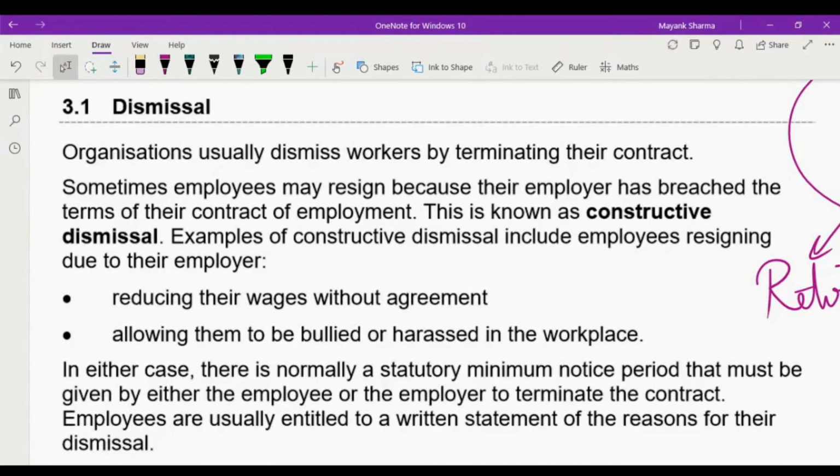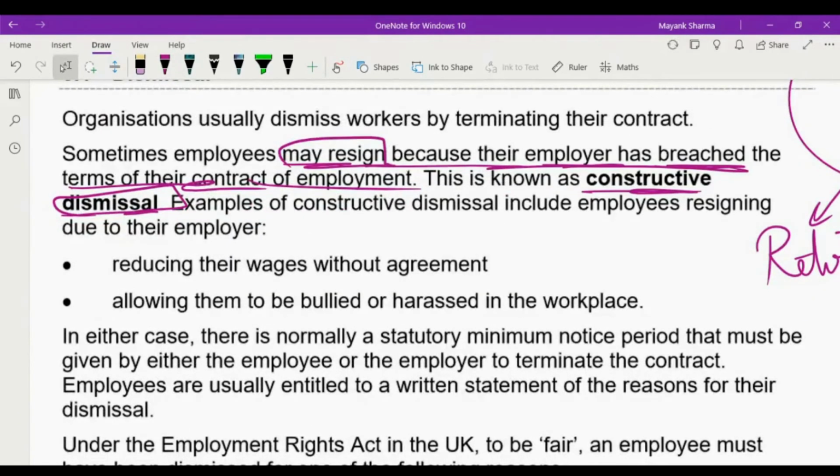Let's study it from the study material as well. Sometimes employees may resign because their employer has breached the terms of their contract of employment. This is known as constructive dismissal, right? So in a way, you are encouraged to end your employment.